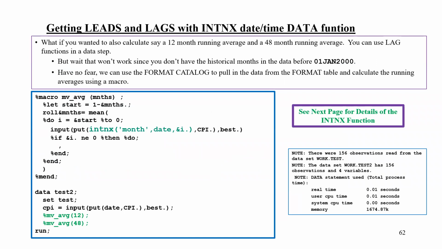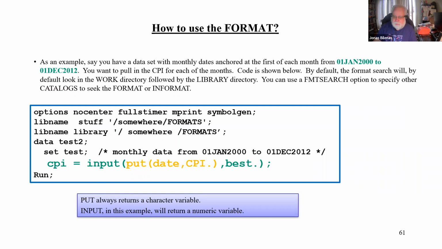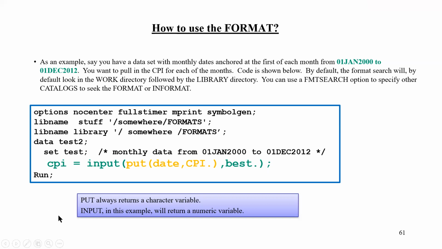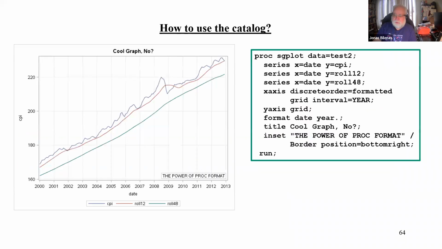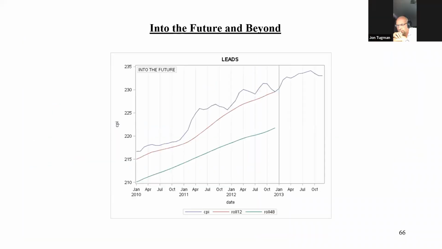I think you're stuck. Sorry, can you go back to that slide, Jonas, before with the purple box? Yeah, so that bottom statement is always true. Put always returns character. So a picture format is going to return character if you use it with a put, just like any other format. Right. Yeah. Okay. Now you've got to be careful.